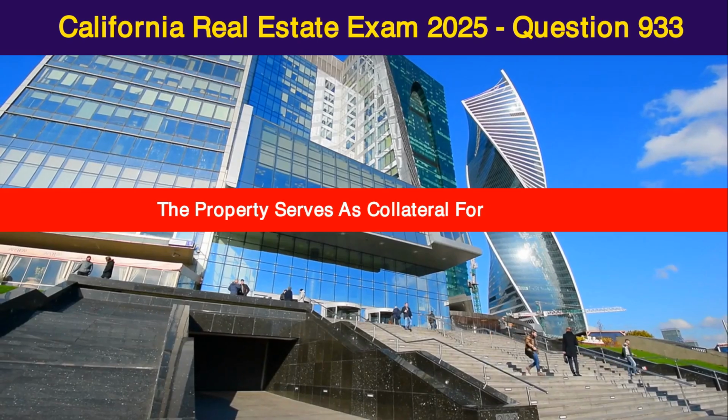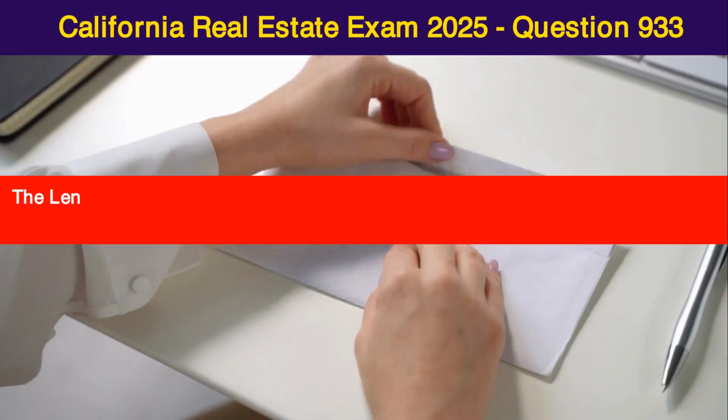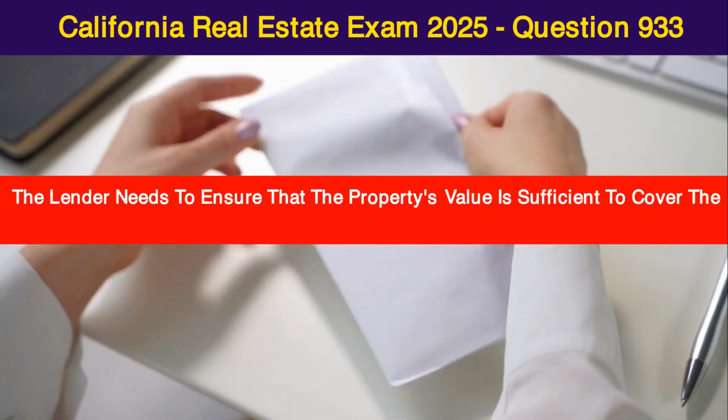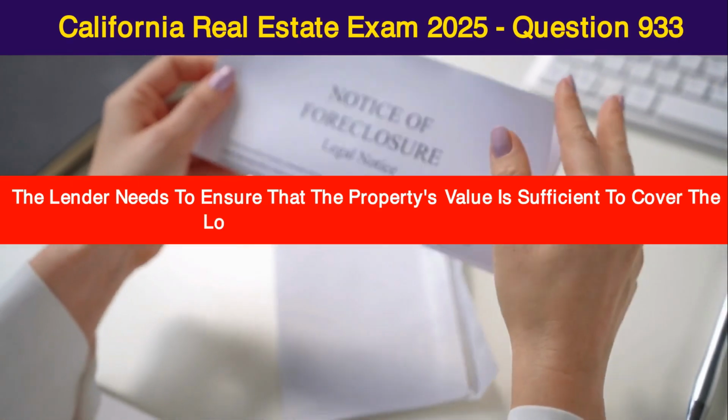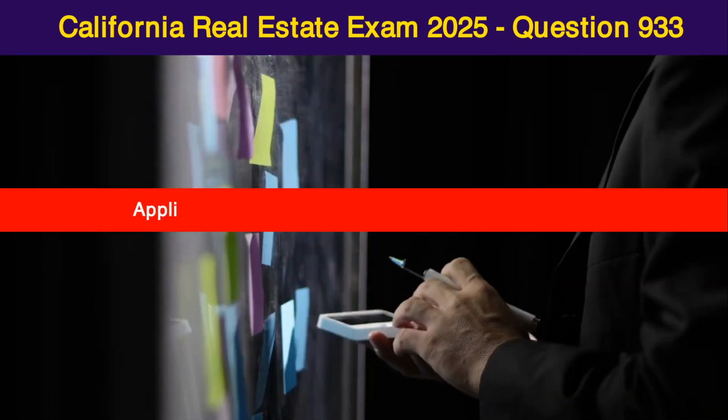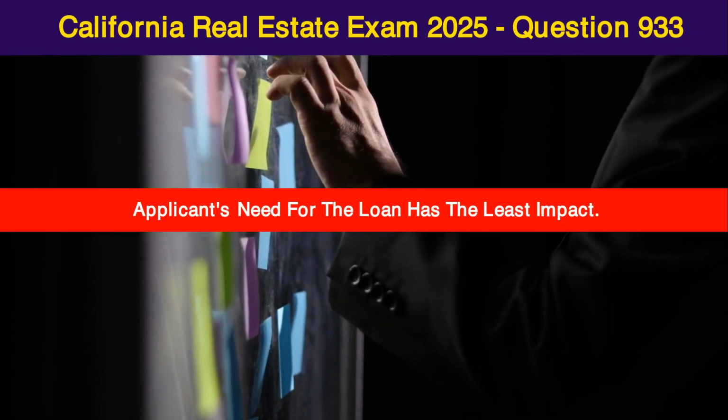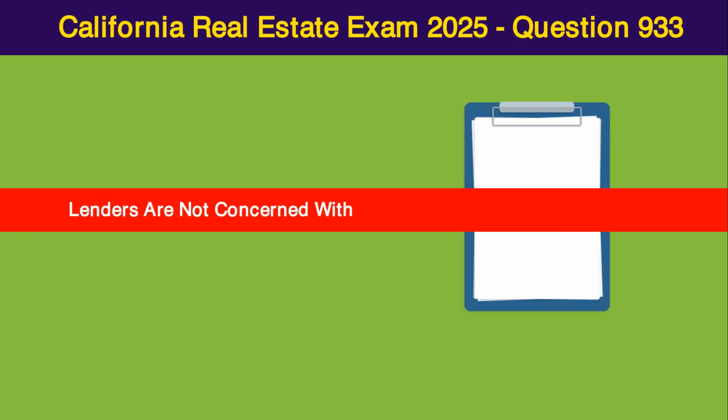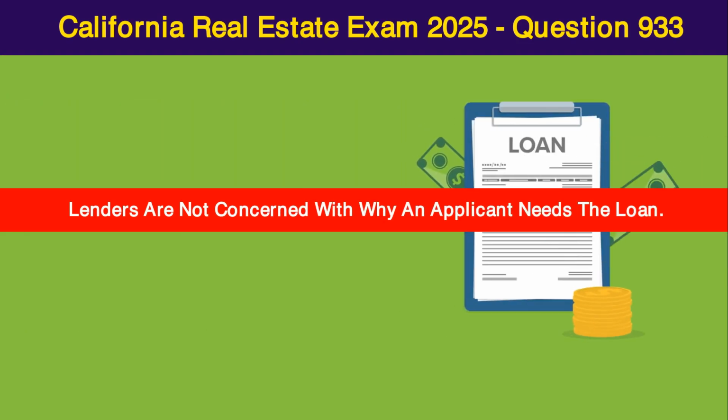The property serves as collateral for the loan. The lender needs to ensure that the property's value is sufficient to cover the loan amount in case of foreclosure. Applicant's need for the loan has the least impact. Lenders are not concerned with why an applicant needs the loan.